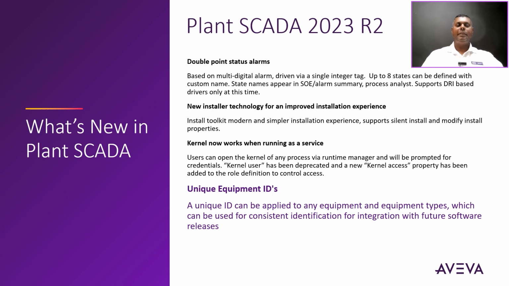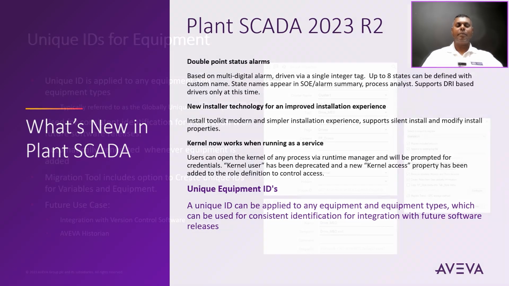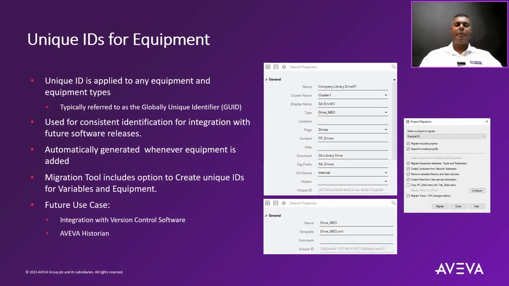Unique equipment IDs. A unique ID can be applied to any equipment and equipment types, which can be used for consistent identification or integration with future software releases. Unique IDs for equipment are typically referred to as the Global Unique Identifier or GUID, and they will be used for consistent identification as we integrate this further into the product for a future software release.